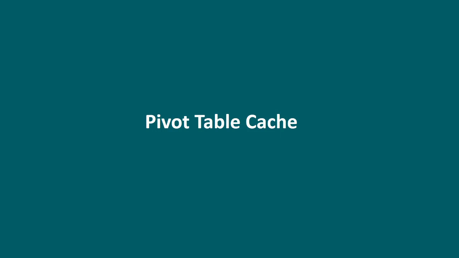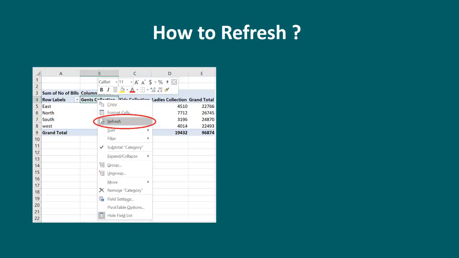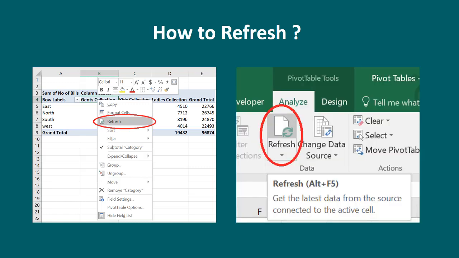In Excel 2016, all pivot tables created from the same source data share the same pivot table cache. How to refresh? There are two ways of refreshing your pivot table. One is to right click anywhere inside the pivot table and click refresh. The second option is to go to the Analyze tab, where there is a big button called refresh. You can press that button to refresh your data. On refreshing, the pivot table will take another snapshot and it will be updated in the pivot table cache.